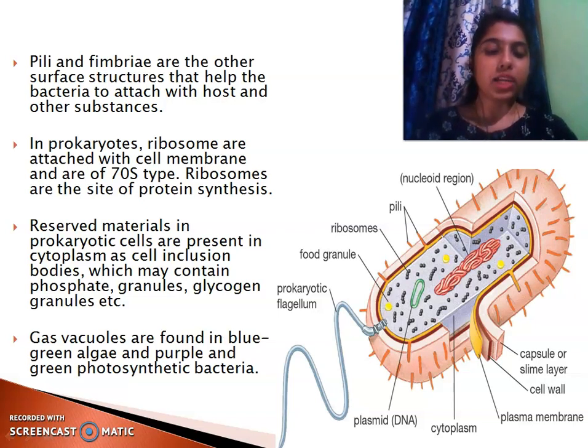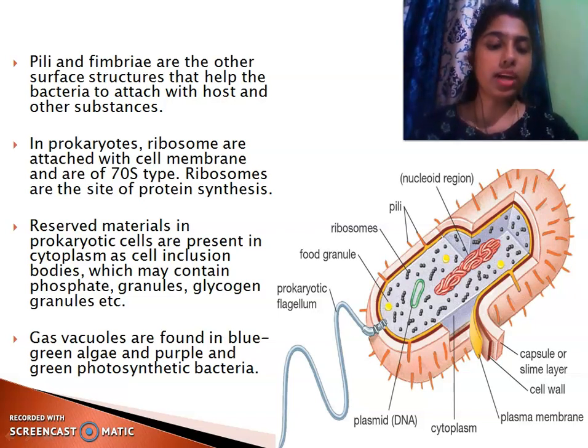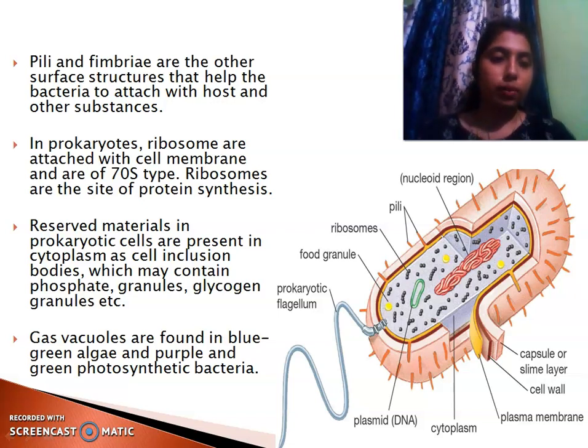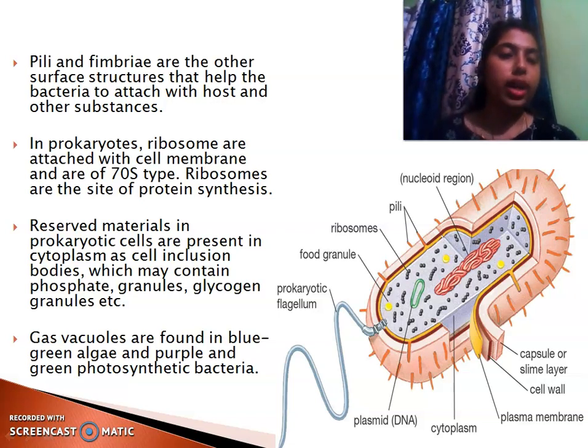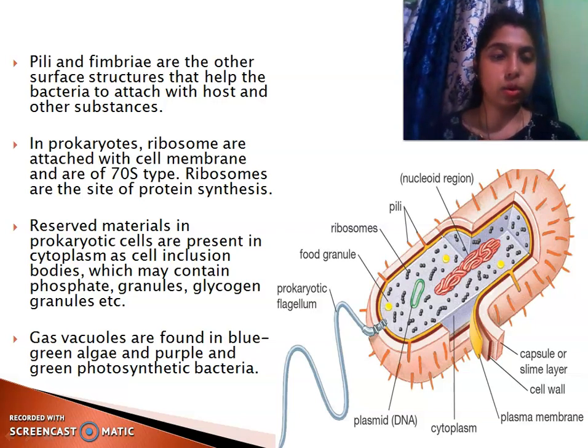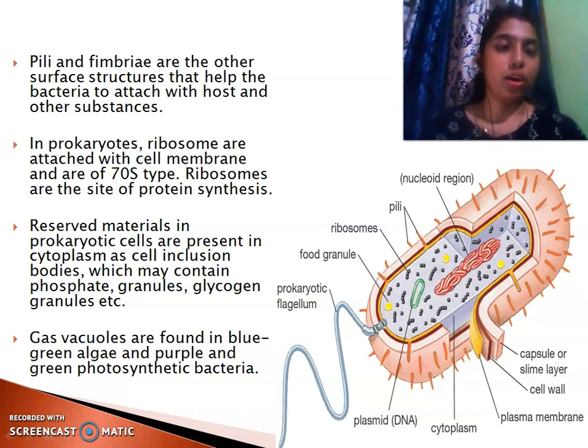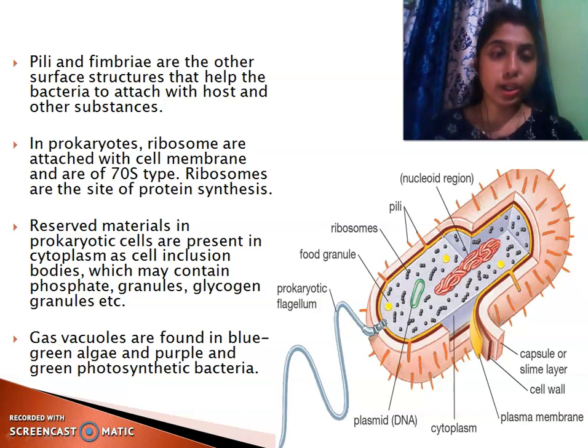Then some more structures termed as gas vacuoles are present in case of the bacterial cells, which help the cells to float in water, generally in case of the aquatic cells, or aquatic prokaryotic cells. Then some inclusion bodies are also present inside the cell of the prokaryotes, which actually help in storing different types of nutrients. Clear?